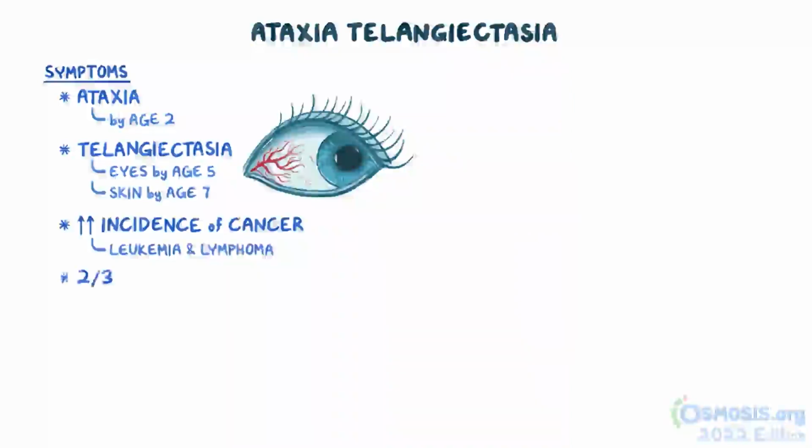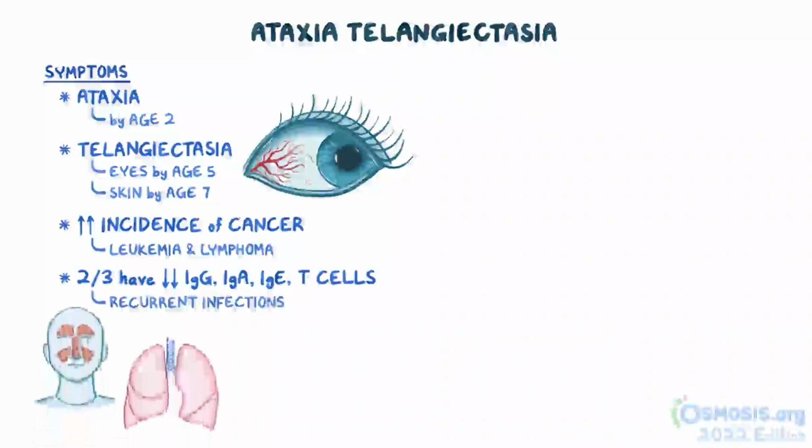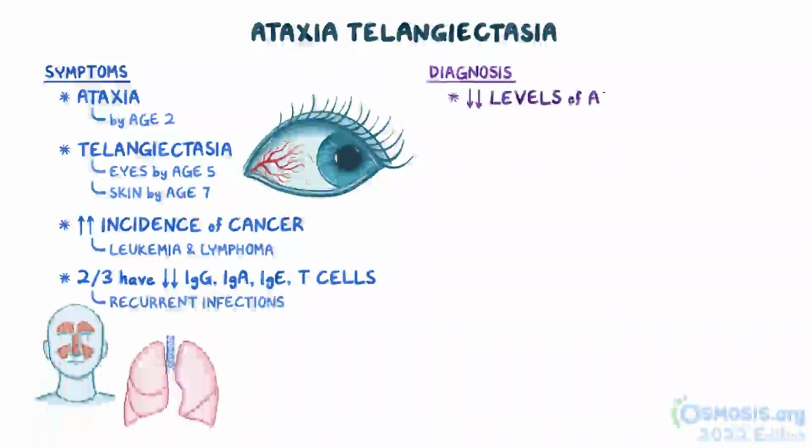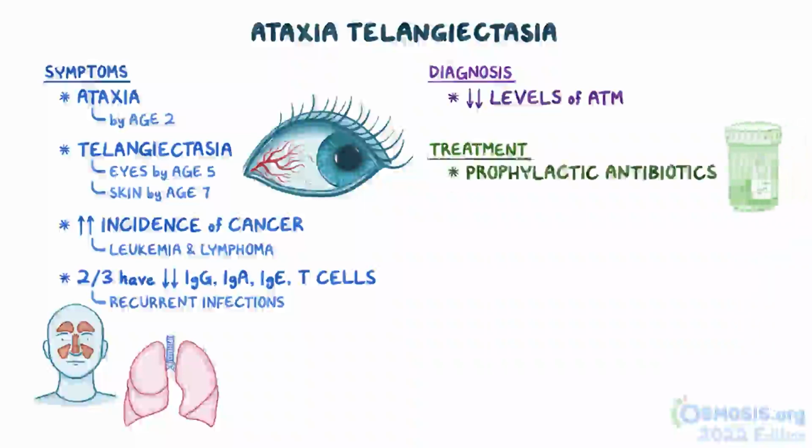About 2/3 also have low IgG, IgA, and IgE levels, along with low levels of T cells, causing recurrent infections, especially of the sinopulmonary tract. Diagnosis is made by detecting low levels of the ATM protein in cultured blood cells. Individuals are given prophylactic antibiotics and regular IVIG infusions.